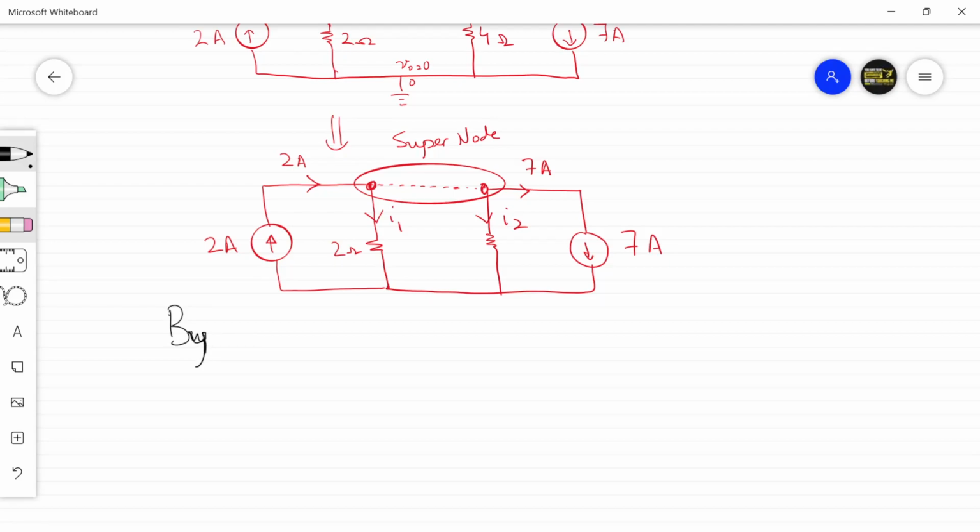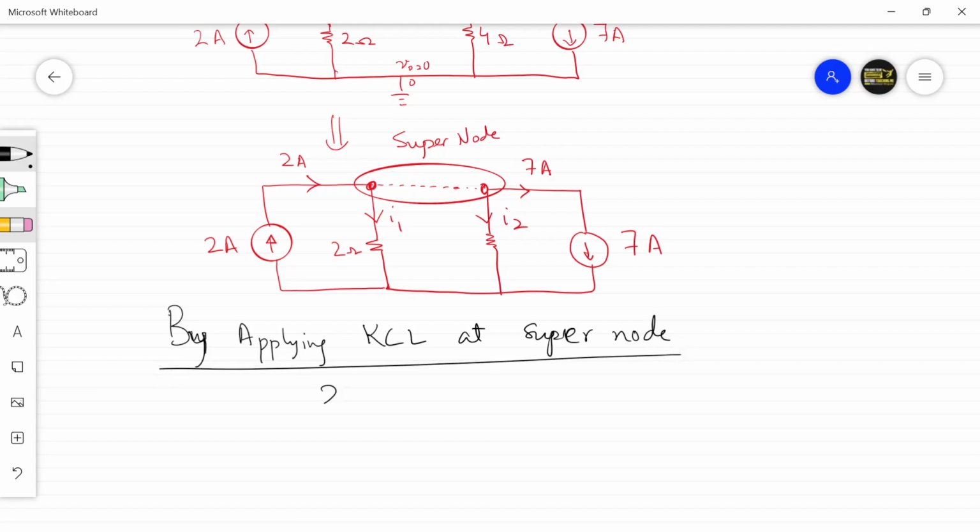इस क्वेश्चन में अब ये डिफरेंस थी कि यहाँ पे वोल्टेज सोर्स एंड रेजिस्टेंस दे वेर इन पैरेलल. We have to combine both those two into one and take that as a super node together. So by applying KCL at super node, two amperes is the current flowing into the super node. All the other currents, that's I1, I2, and 7 amperes, they are coming out of the super node. Fine. So I1 plus I2 is equal to 2 minus 7, that is minus 5.